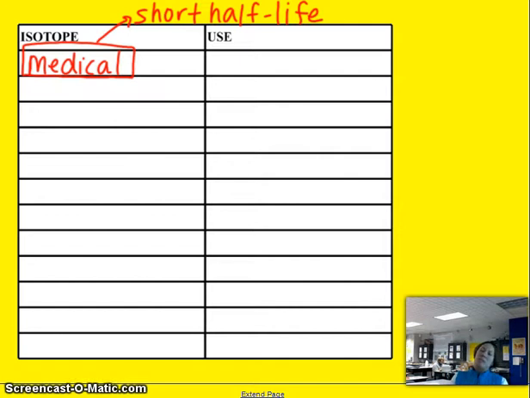There are a couple specific isotopes that you should know about. The one that's most important is iodine-131. Iodine-131 is injected and used to diagnose thyroid disorders.